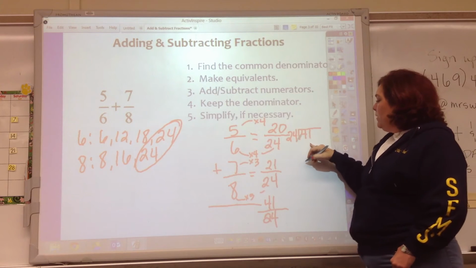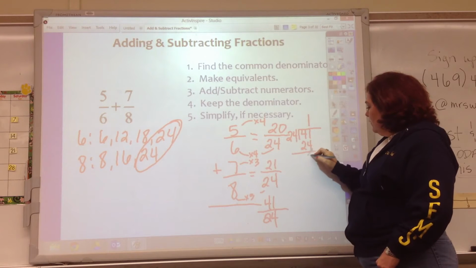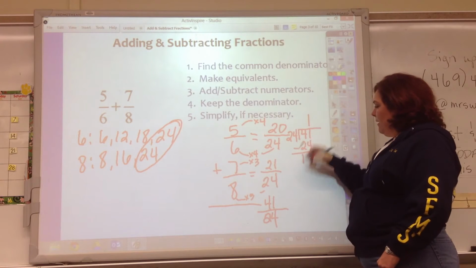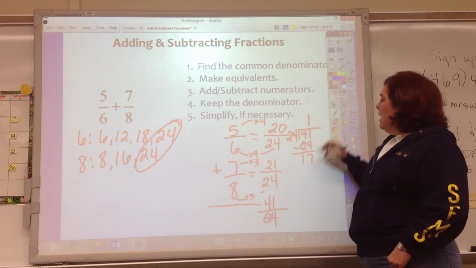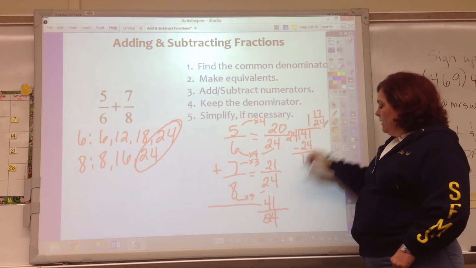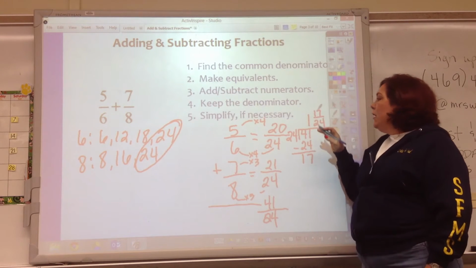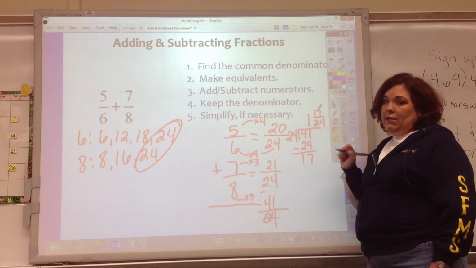So 24 goes into 41 one time. And then whenever I do all my subtraction, I get 17. And so it's 17/24. And my denominator is the same. Sometimes I may have to then simplify this number. This time I don't have to because 17 is prime.